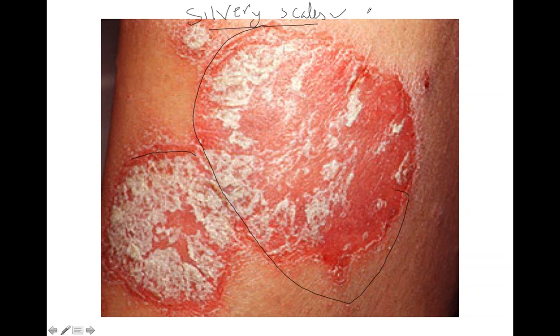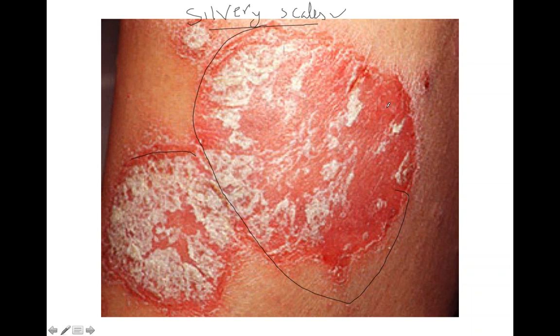Positive Koebner phenomenon, where lesions occur at the site of trauma. When you scrape off these scales, you will see tiny capillaries, so this is called a positive Auspitz sign. Diagnosis will be by biopsy, and the biopsy will show a neutrophilic infiltrate. In very advanced cases, there is onycholysis, as we know from rheumatology, which is separation of the nail from the nail bed.